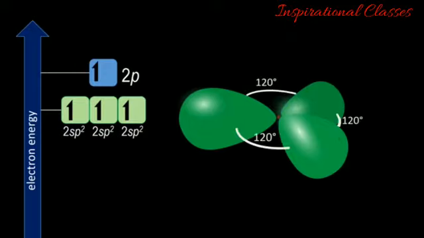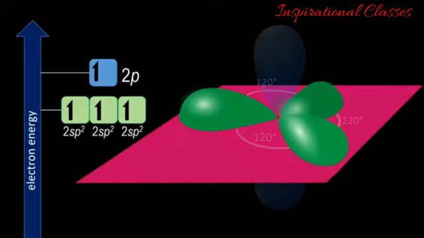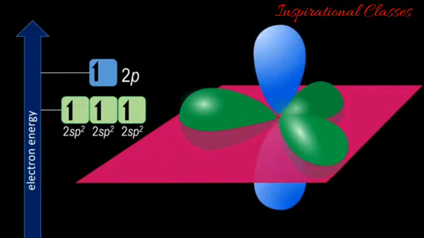The 2sp2 hybrid orbitals are spread out at a 120-degree angle, which means that they exist in a plane, and the plane is perpendicular to the unhybridized 2p orbital.